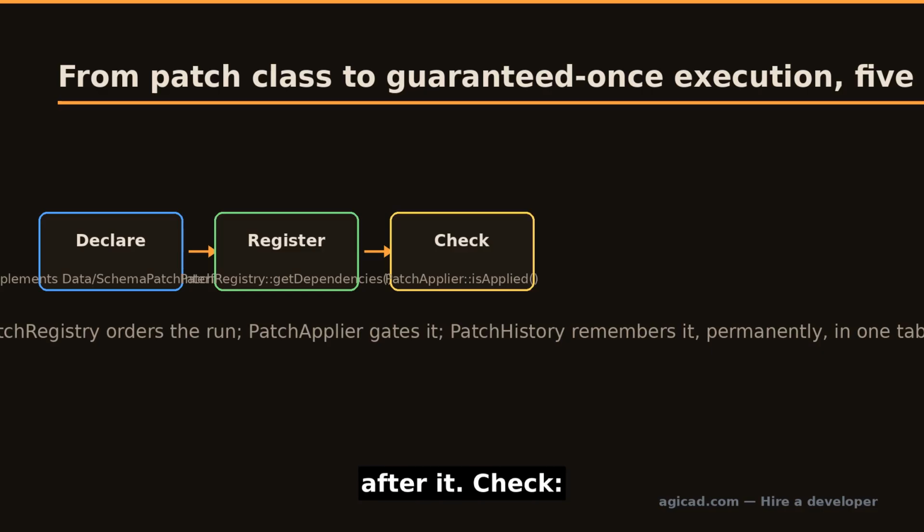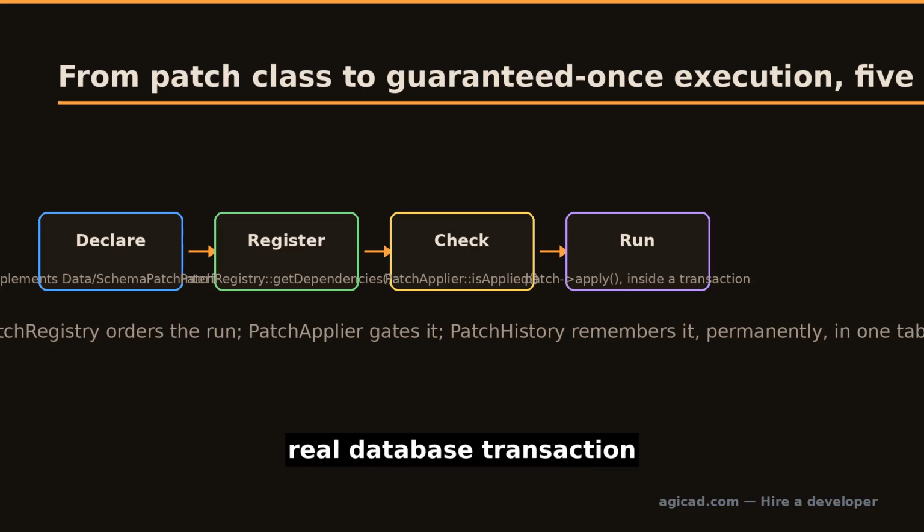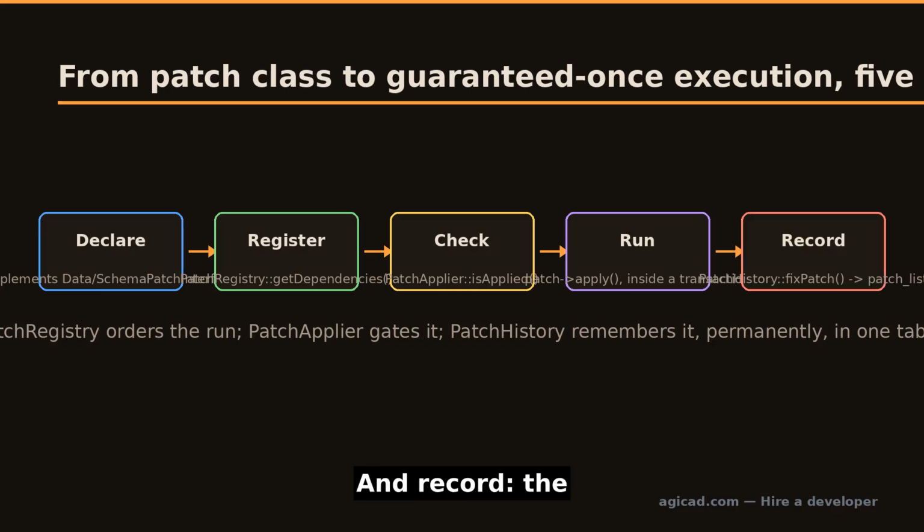Check: right before running anything, PatchApplier asks a simple question: has this patch's exact class name already been recorded as applied? Run: if not, the patch's own apply method executes, wrapped in a real database transaction for data patches. And record: the instant it finishes, its class name gets written into one specific table, patch_list, permanently, which is the entire mechanism that makes rerunning setup upgrade safe.